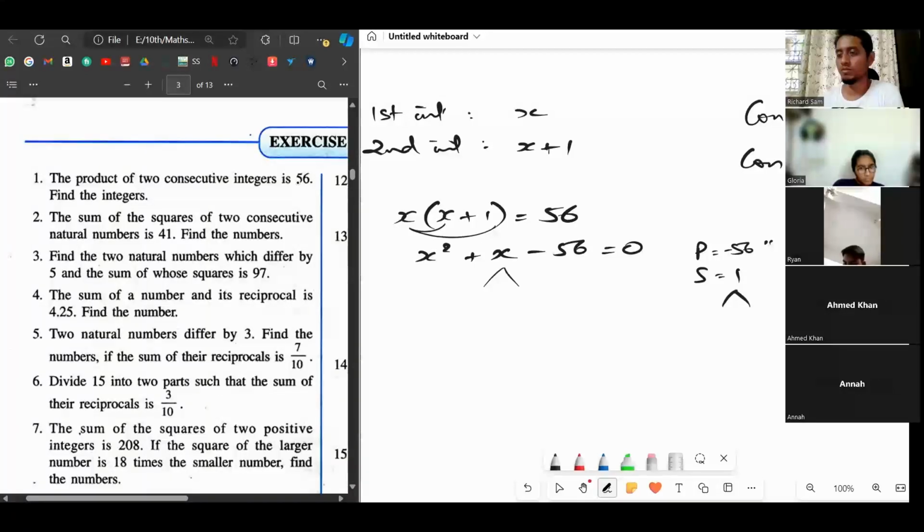Seven eights are 56. Yes, correct. So plus 7, minus 7, plus 8, what is it? Minus 7 plus 8, or 8 minus 7? Yes, 8 minus 7 is 1 and 8 into minus 7 is minus 56. So x square plus 8x minus 7x minus 56 equal to 0.